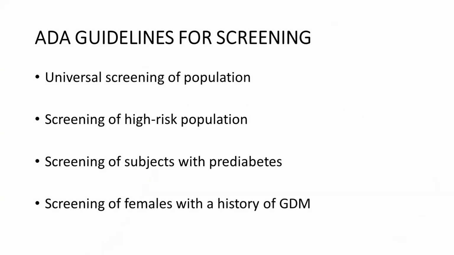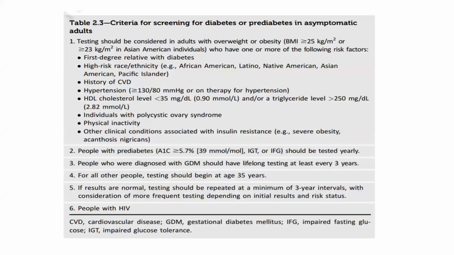So the ADA guidelines broadly categorize into 4 areas for screening purposes actually. There is one category called universal screening of the population, and high risk population screening, and the people with pre-diabetes screening, and patients with a history of GDM. So they have nicely put it into a chart form.